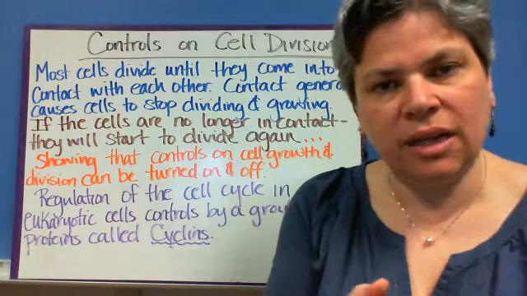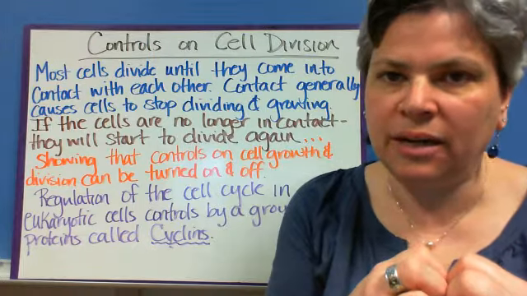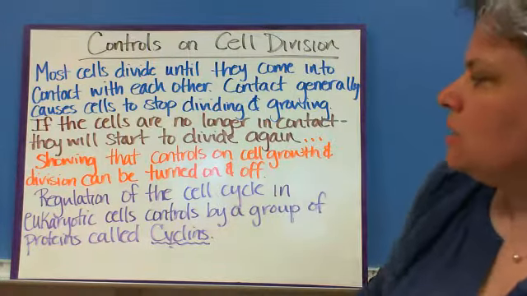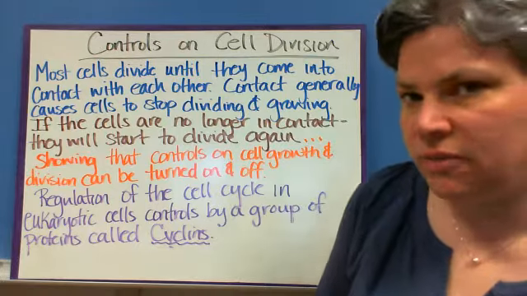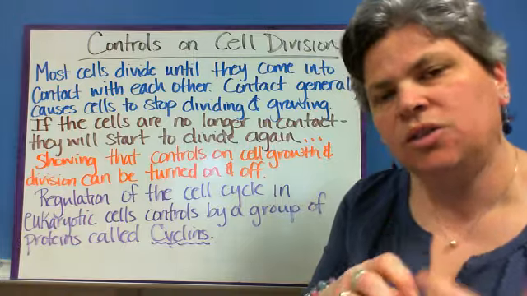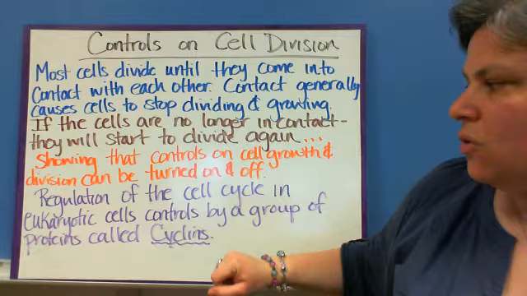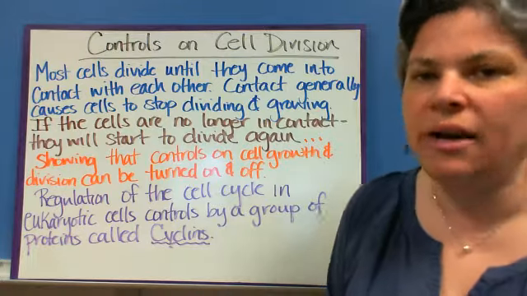So they get a signal from the other cells around them saying, hey, we're touching, we don't need to divide anymore. If the cells are no longer in contact, they start to divide again. So if they come back apart, they'll start the process over again. So what is that telling us? It tells us that there are controls on cell growth and division that can be turned on and off.